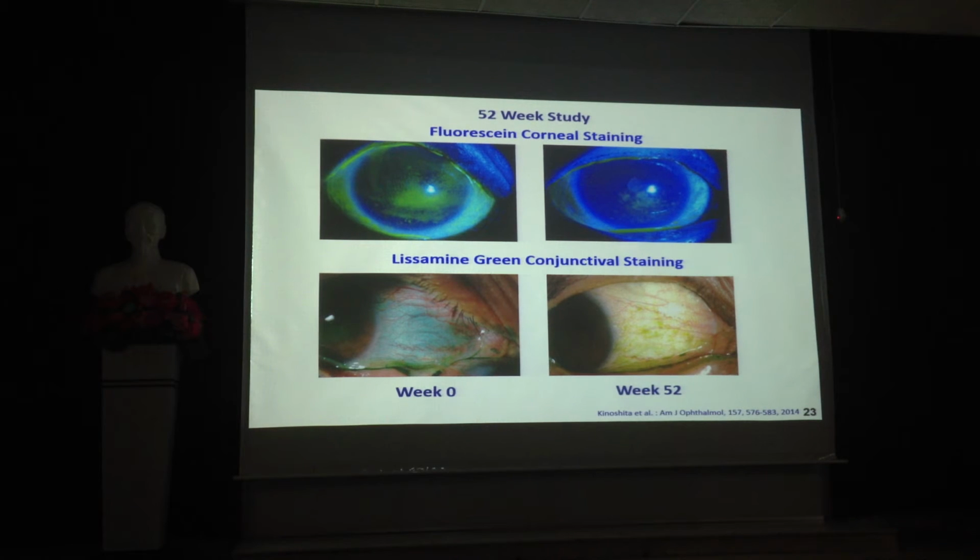So this is a very mild case of the Stevens-Johnson syndrome, and you can see that the SPK is gradually going away, and also the lissamine green really shows the staining of the conjunctiva, but it's also gradually decreased.